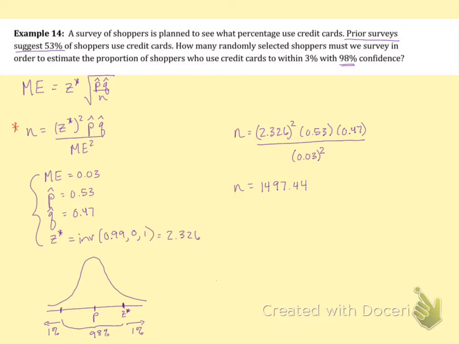But remember that n is a sample size. So this is the number of shoppers that we want to sample, and we can't sample 0.44 shoppers. So we need to round this to a whole number. But we want to be careful because we want to make sure that we do the best we can to meet this margin of error of 3%. So the larger the sample, the smaller the error. So we're always going to round up. So I just want to write that down here. Always round up. And so when we round this, we're going to get an answer of 1,498 should be our sample size.